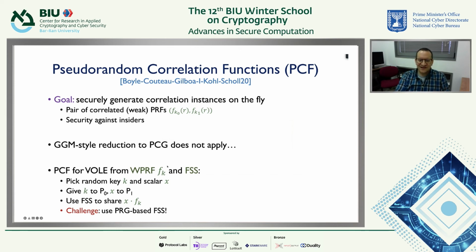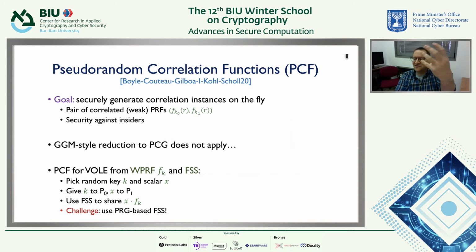So if we have this weak pseudorandom function family and a function secret sharing to secret share functions and their scalar multiples, then we can generate a PCF for VOLE in a really trivial way, right? We just pick a pseudorandom function from the class. We secret share it between the parties using the given FSS scheme. And then we use the same FSS scheme to share this scalar product, x times the function. This is really a random access instance of VOLE.